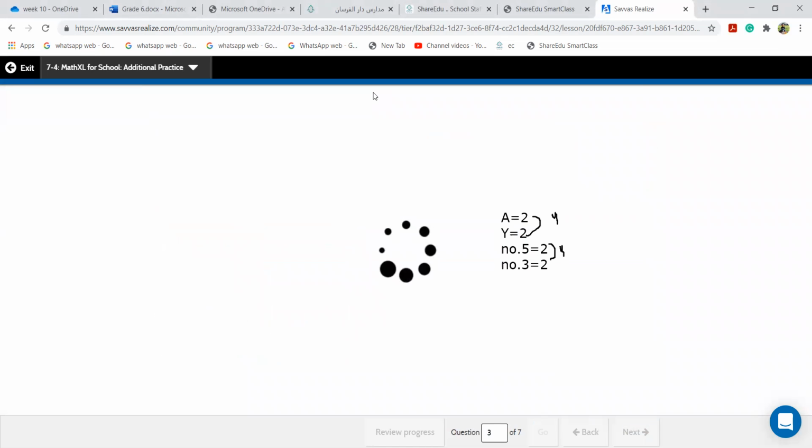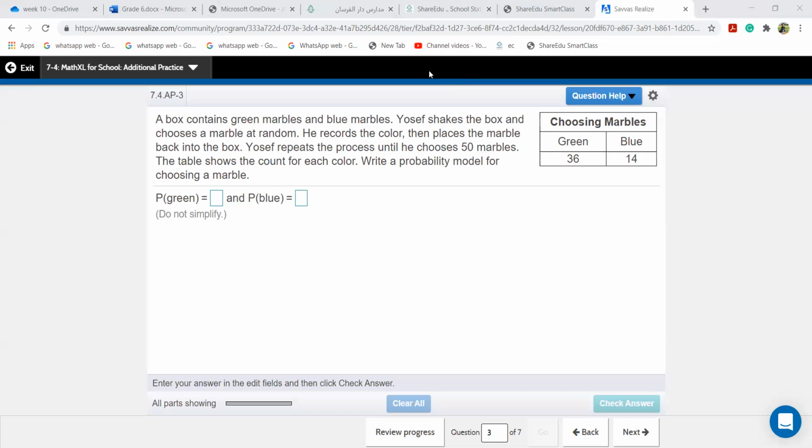Okay, Zishan, next question is for you. Read out the question, Zishan. A box contains green marbles and blue marbles. Yusuf shakes the box and chooses a marble at random. He records the color, then places the marble back into the box. Yusuf repeats the process until he chooses 50 marbles. The table shows the count for each color. Write a probability model for choosing a marble. Tell me how many times he did this, Zishan? He did 50 times.